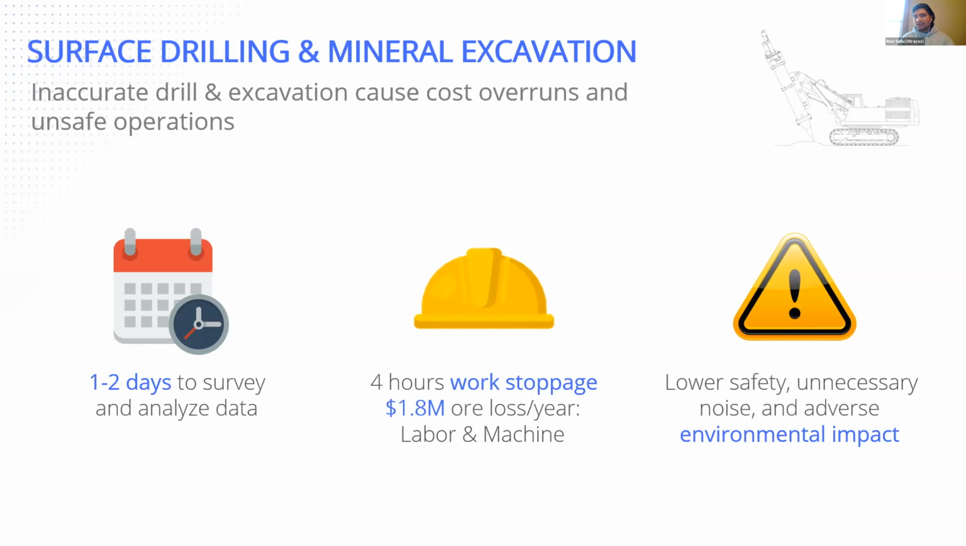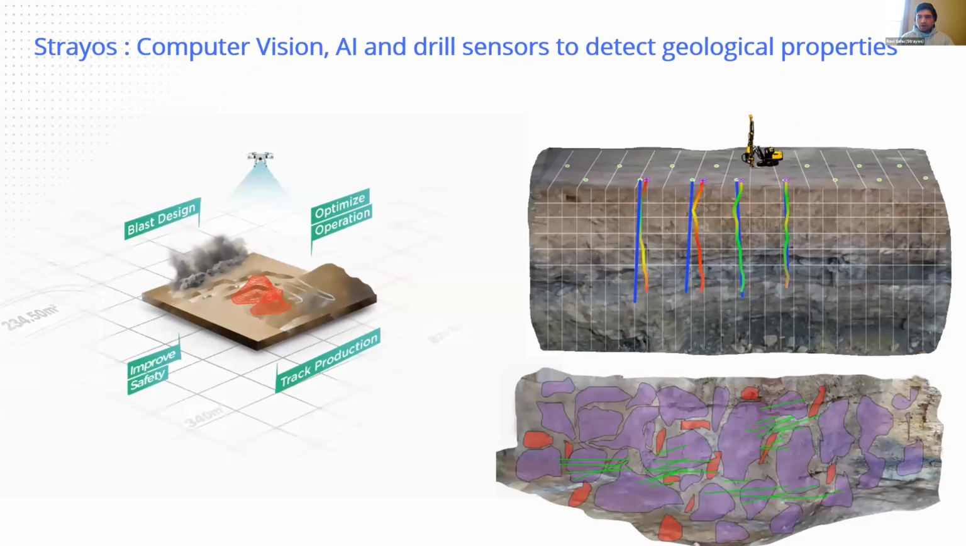But more importantly, if the data has not been collected right, if your drilling plan or your geological assessment has not been done correctly, then you are having much bigger adverse impacts on the environmental side, as well as compromising on the safety side. How we solve the problem is we utilize computer vision data that has been collected directly from camera sources which are mounted on machines, drill machines, or aerial drones. And we also extract data directly from the machines itself.